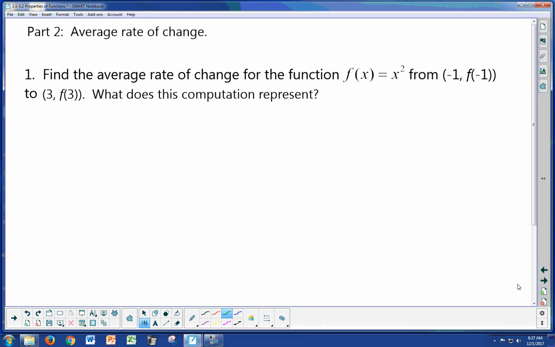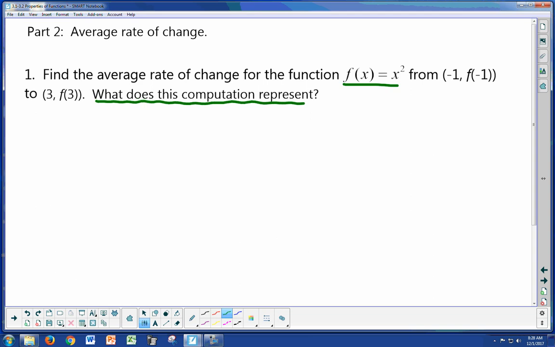This is our second part of function properties, and today we're going to look at average rate of change and also the difference quotient. So notice we have a function given, x squared, and we'd like to find the average rate of change between two different points, (-1, f(-1)) and (3, f(3)). To find that average rate of change, you can simply take this, and of course, we already know the answer to that second part.